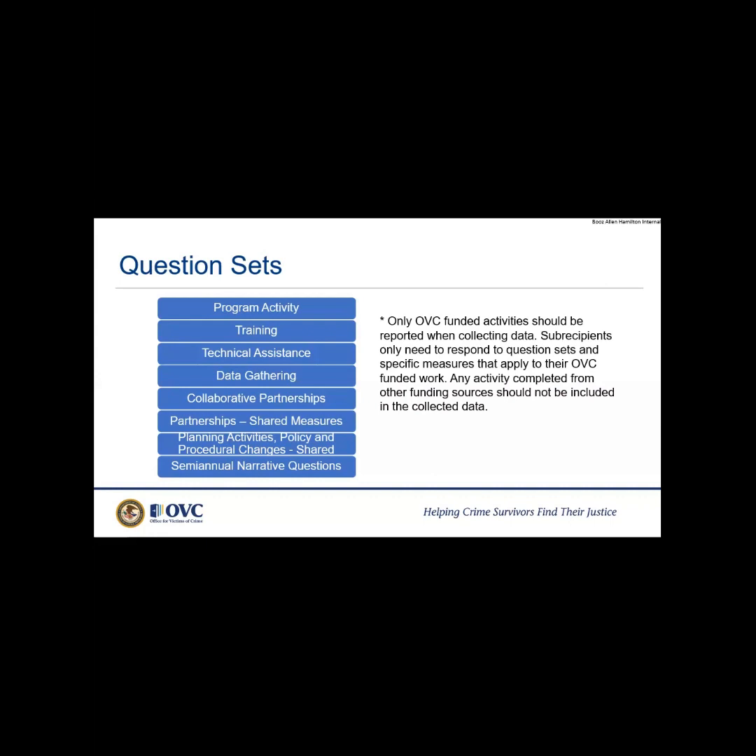It would be fantastic if you had data collection mechanisms in place where you were collecting and tracking data across your organization for the work that your organization completes. However, that's not what these performance measures and what the requirements from OVC are asking for. Any activity that's completed from any other funding stream or source should not be included in the collected data that you're providing to JBS that they are then sharing with us.